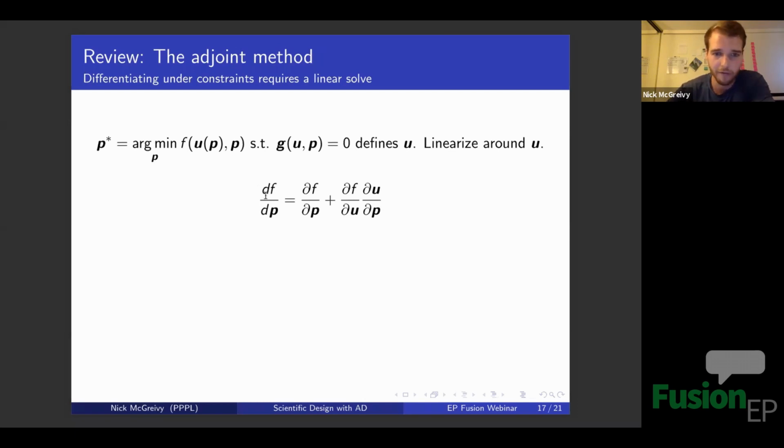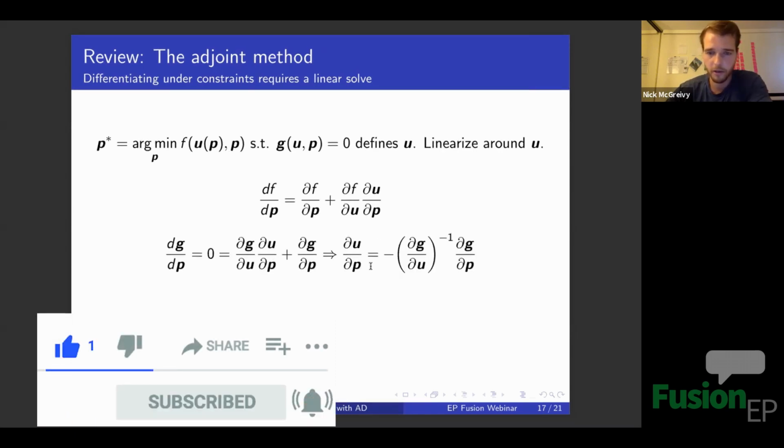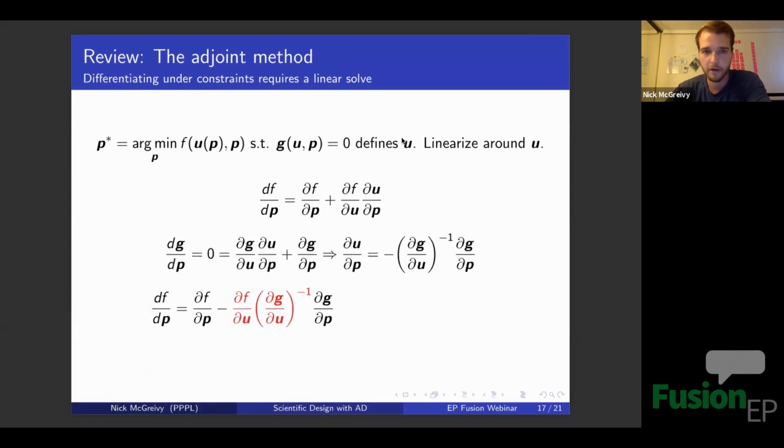So if we take df/dp, we get a partial, plus, this is just the chain rule, right? But we can also differentiate G. And if we differentiate G, which is always going to be 0, then the derivative with respect to P also has to be 0. And then the derivative is given by the chain rule. So we have this equation and we have that equation. And notice that there's du/dp here and there's du/dp here. So we can write du/dp in terms of an inverse matrix, and then take that inverse matrix and plug it in.